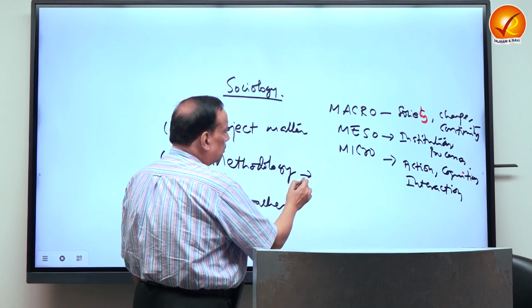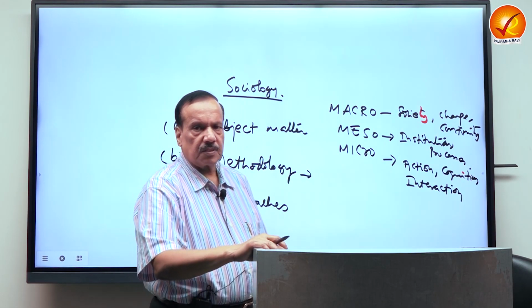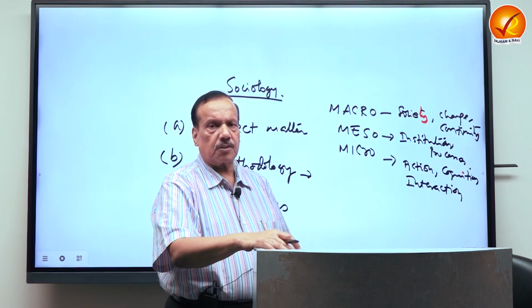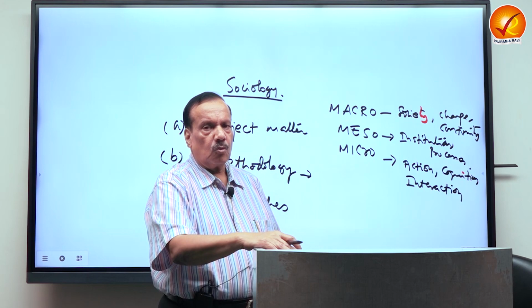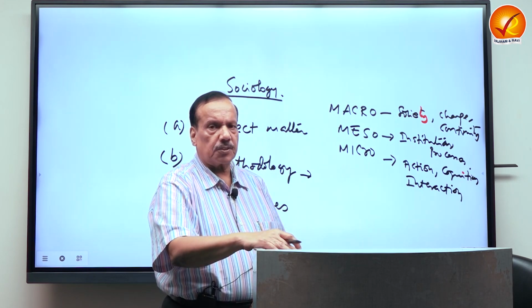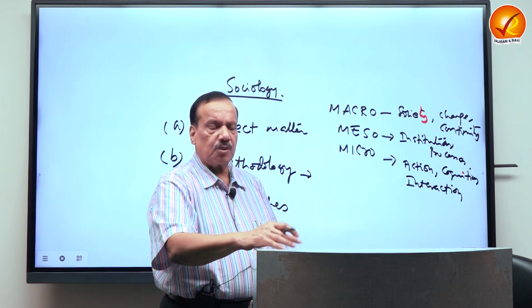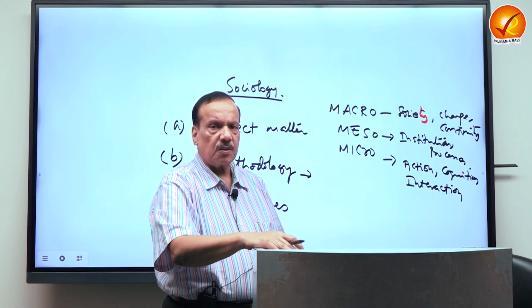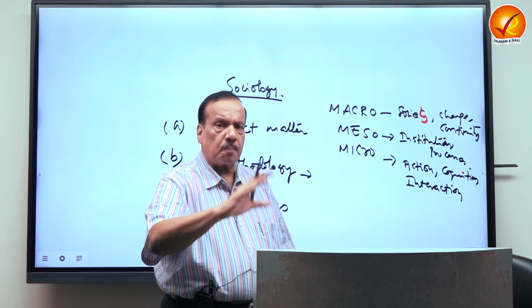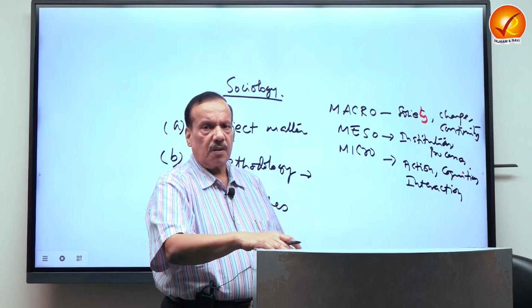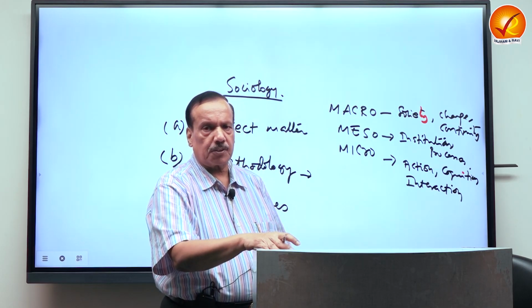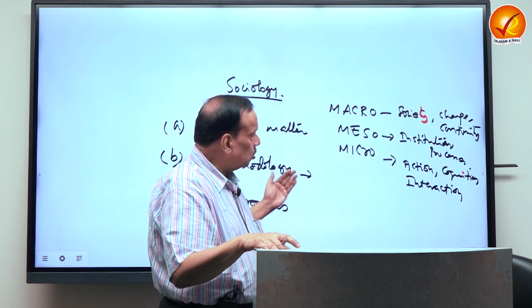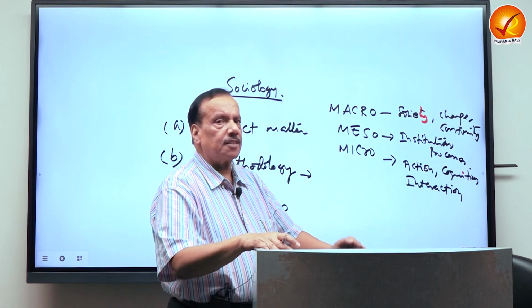Similarly, we pursue different kinds of methods: positivistic methods, interpretive hermeneutical methods. We are going for dialectical methods. We are going for reflexive methods. So, we are going for varieties of methods in sociology. And methods we classify into two types: qualitative methods or quantitative methods. So, therefore, methodological variability is the essence of sociology.